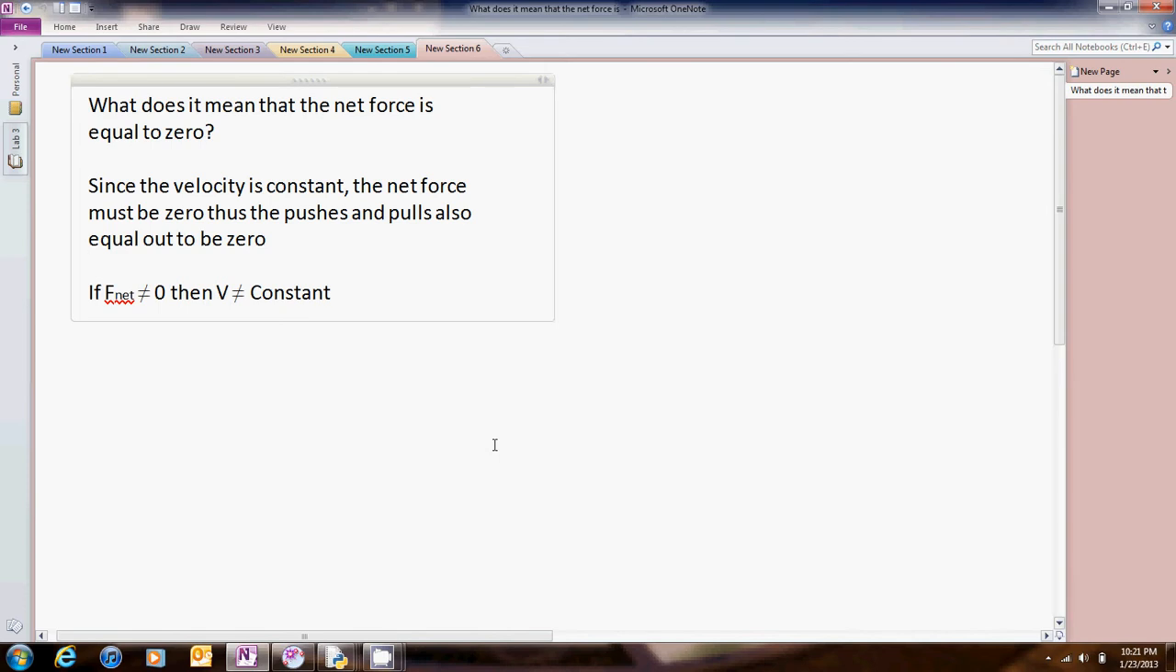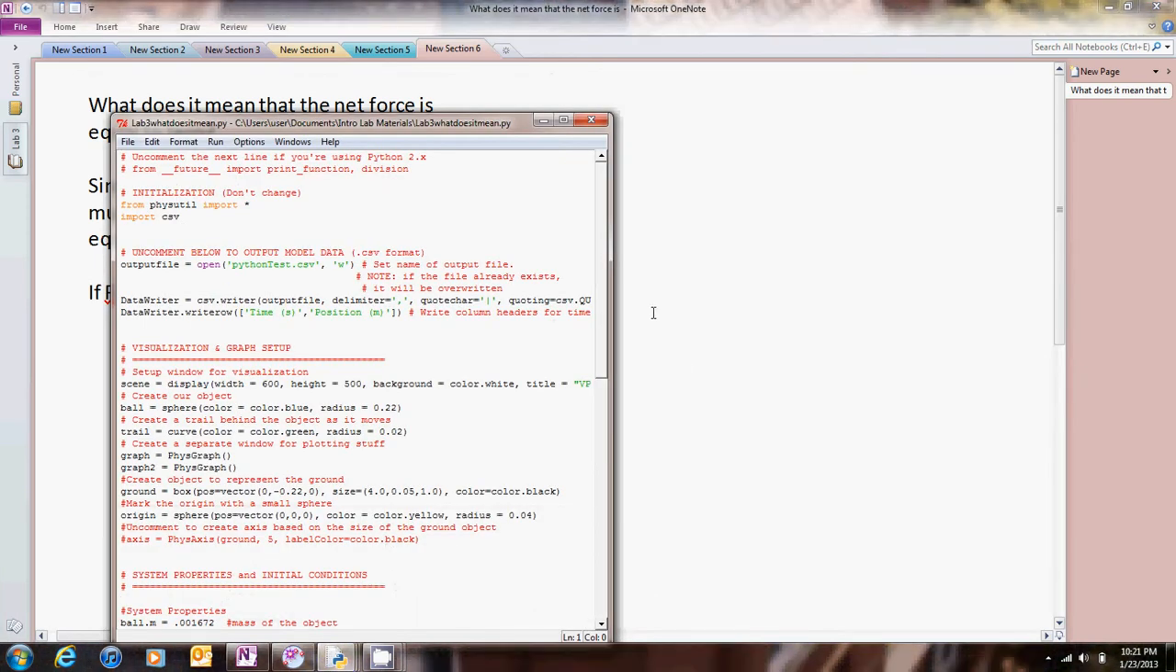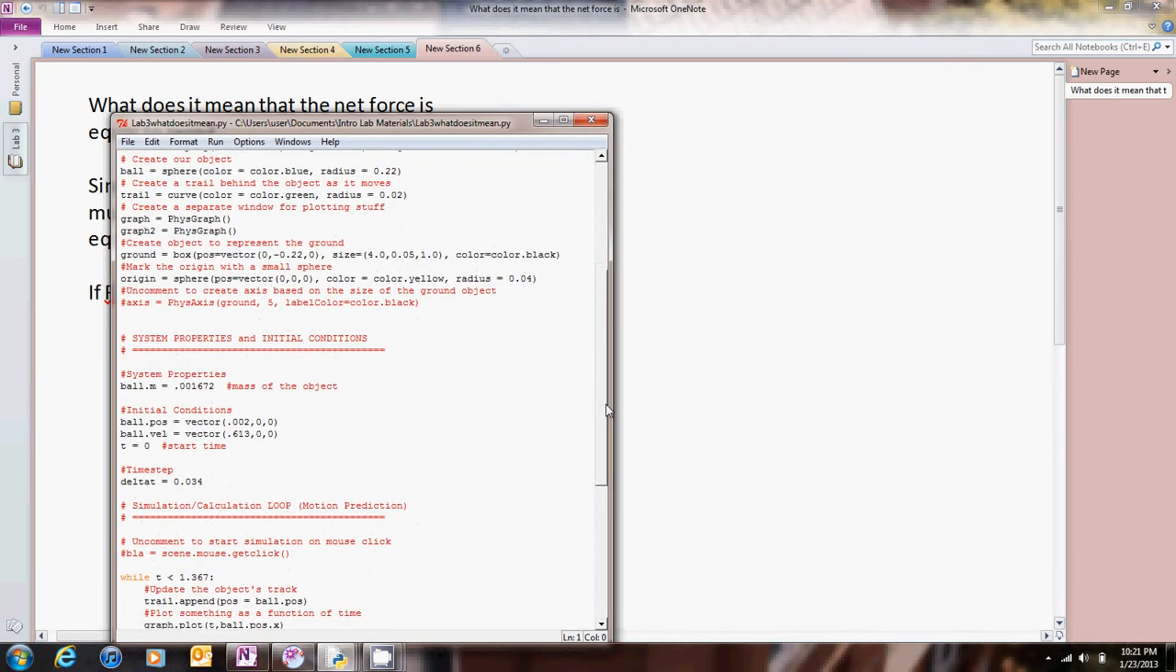The answer to the question, what does it mean that the net force is equal to 0? Well, since the velocity is constant, the net force must be 0, thus the pushes and pulls must also equal 0. If the net force was not equal to 0, then the velocity would not be constant, which is indicated in this module.